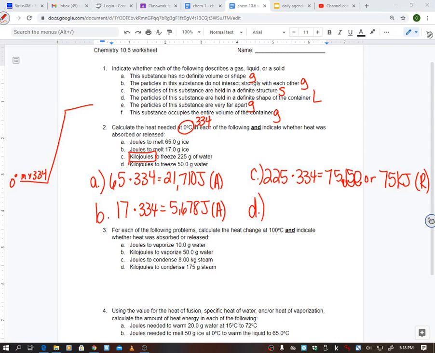All right, D, I have 50 grams of water. I'm still at 0 degrees, so still at 334. 16,700 joules, or they want this in kilojoules. So I'm going to move that decimal point 3 spots over, and it is 16.7 kilojoules. And once again, this one is freezing, so it is releasing energy, that heat energy. Okay, I'm going to go to number 3.